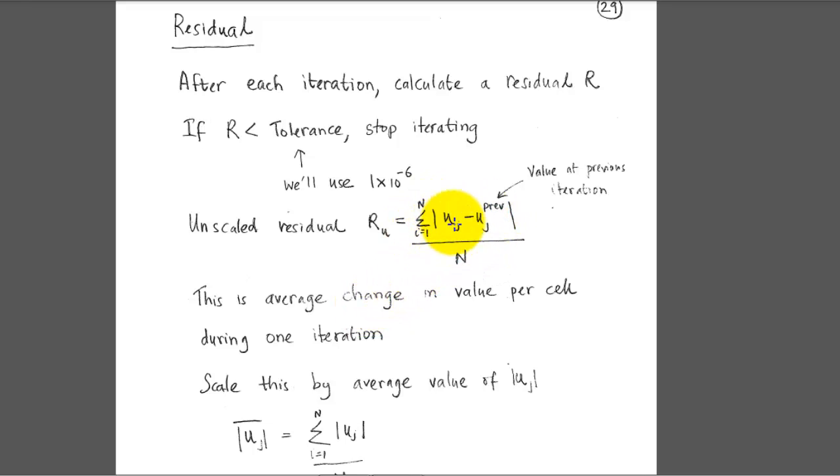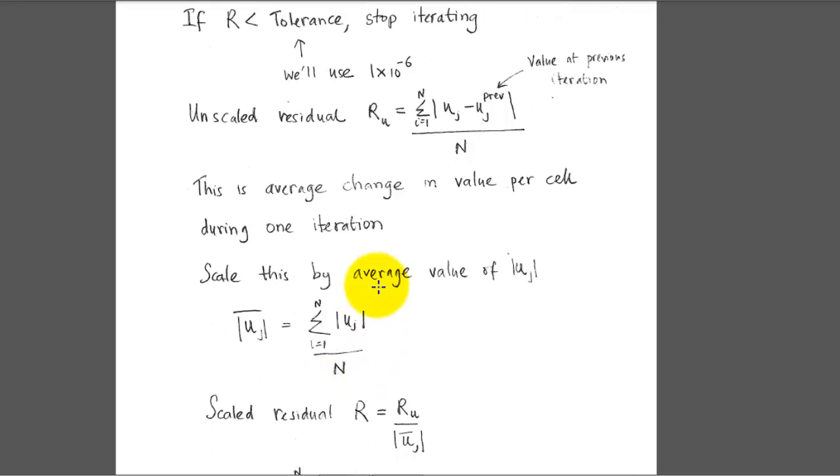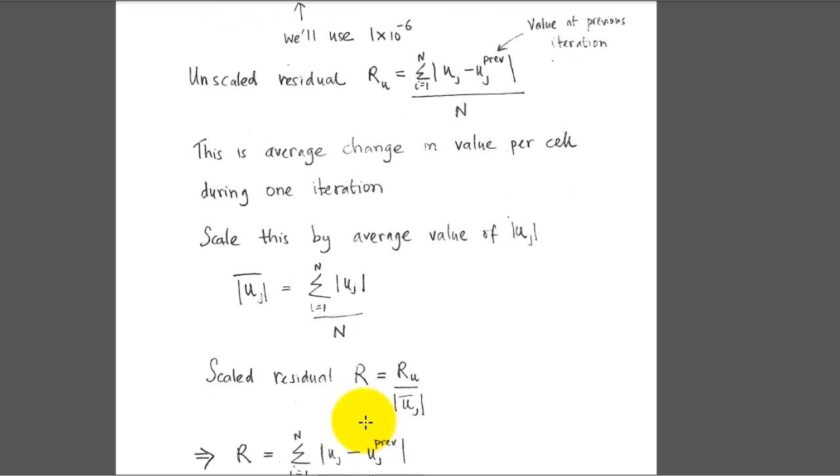And so we take this and we scale it by the average value of the absolute magnitude of U for all the cells. So we pull out the absolute value of Uj from all the cells, and then we take the average of that. And we use that to scale our residual. So the unscaled residual divided by this average value gives us the scaled residual that we use to check if our iterations have converged.